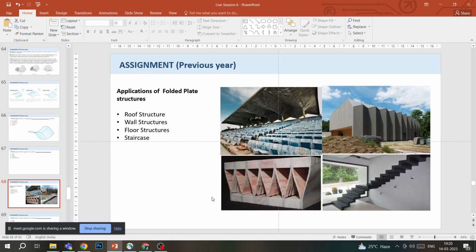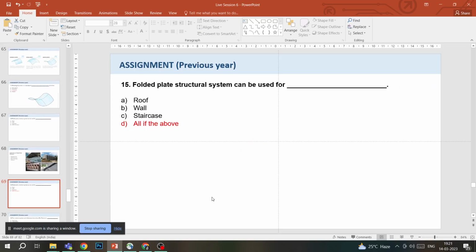All these four examples are shown here: how it looks, how it is being used in the roof of that seating. We can see how it is being used as the wall in that structure. We can see how it is being used in a floor, and how it is being used as a staircase. So what is a staircase? It's just a folded plate with a riser and a tread. It's a folding plate, so yes, it's being used as a staircase also. So our answer would be all of the above.